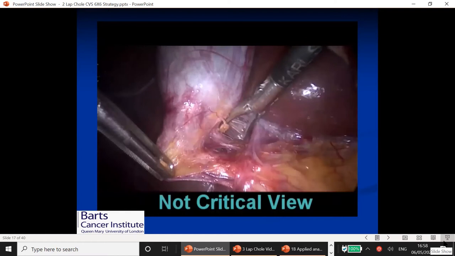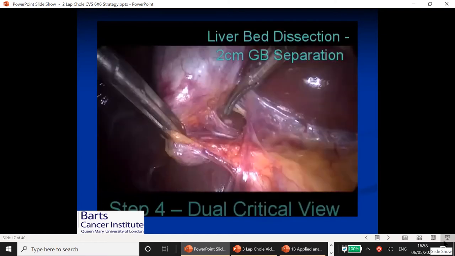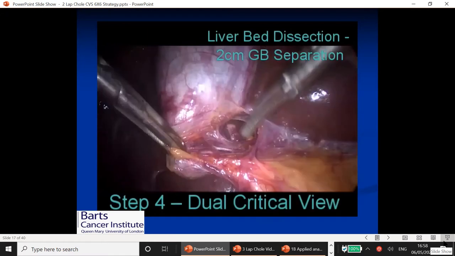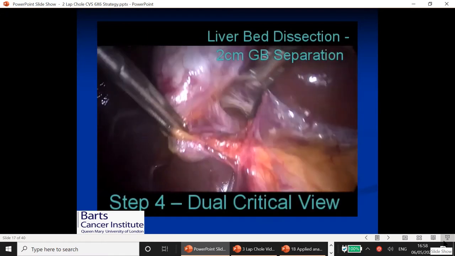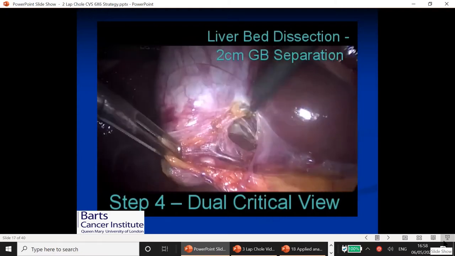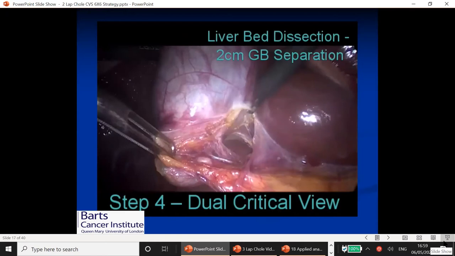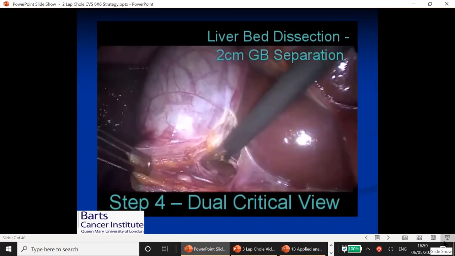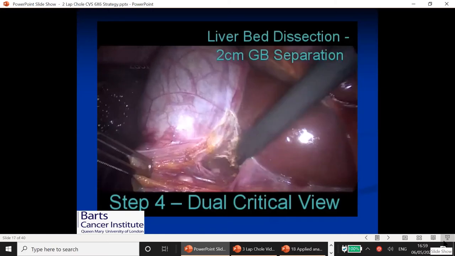So over here we can see two tubular structures. And this is not the critical view till we start separating the gallbladder from the liver bed. That way we can be absolutely sure. Being 100% sure is not enough in laparoscopic surgery, in my opinion. We need to be 200% sure before you divide any tubular structure.